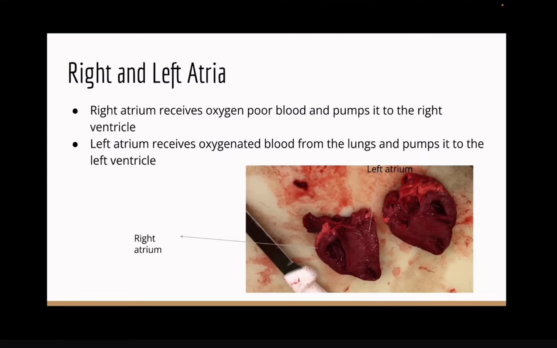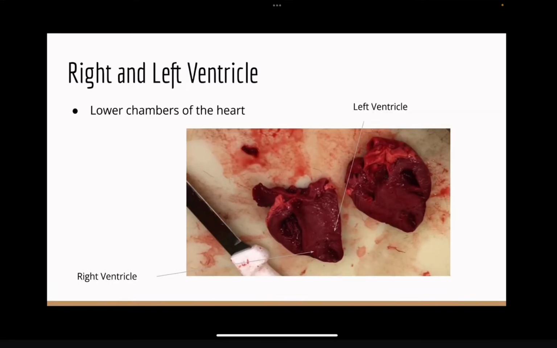The right atrium receives deoxygenated blood from the systemic veins, and the left atrium receives oxygenated blood from the pulmonary veins. The left and right ventricles of the heart are the lower chambers. The right ventricle receives oxygen-poor blood from the right atrium and pumps blood through the pulmonary valve to the lungs. The left ventricle pumps oxygen-rich blood through the aortic valve and out to the rest of the body.